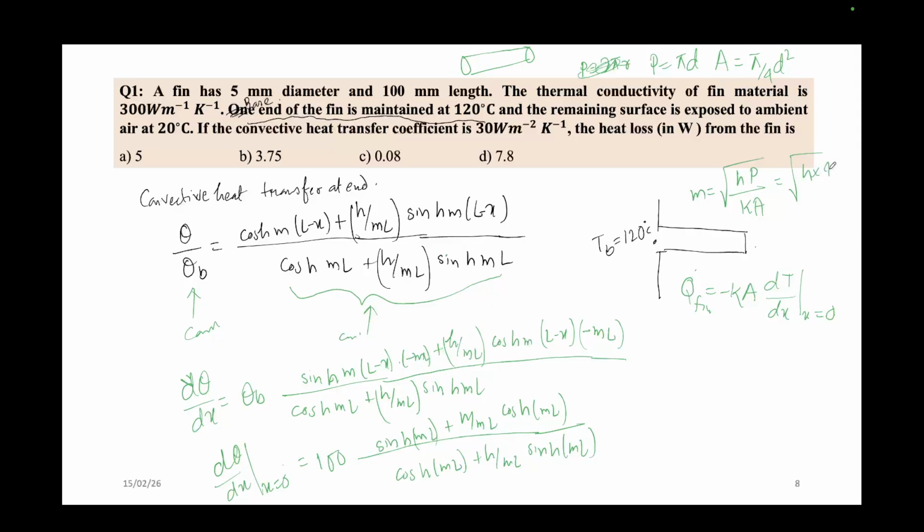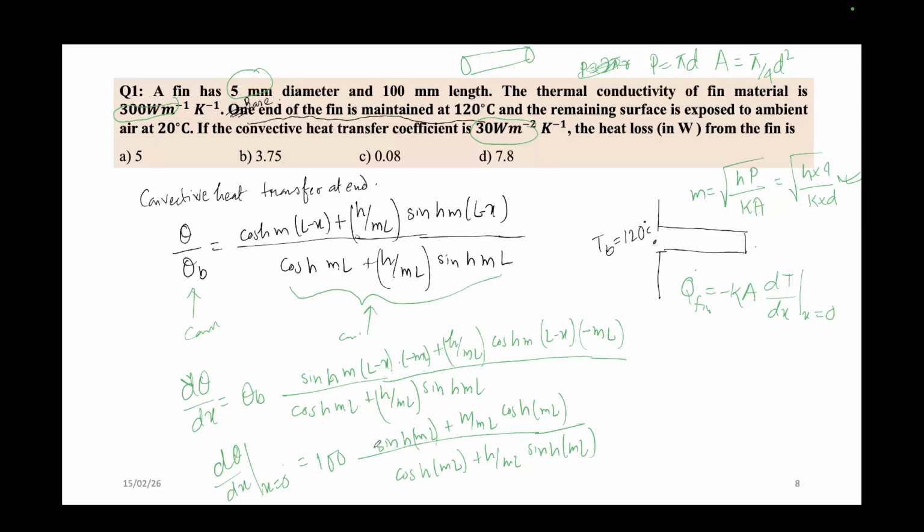So h into 4 by d k. You have diameter, diameter is given. I am not solving this thing. Okay. Diameter is given. h is given. k is given. So all these three things are given. So you can find out m, yes or no? So this m you will get.